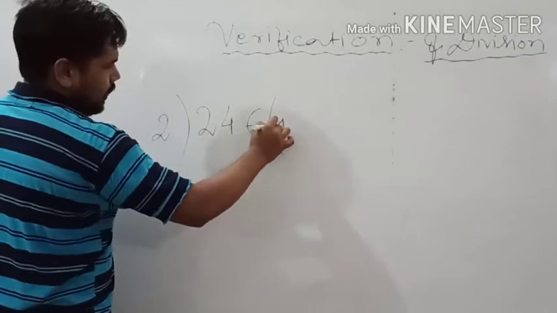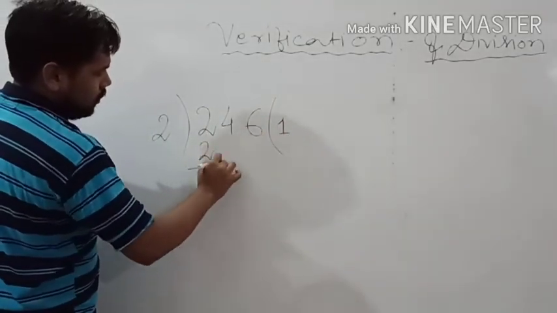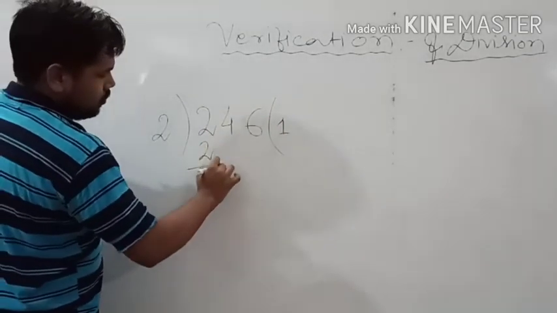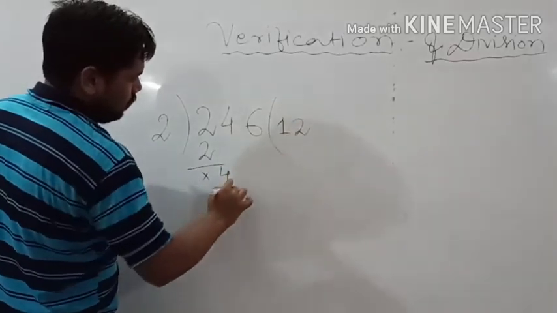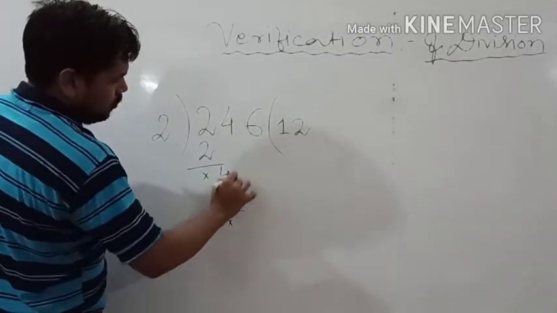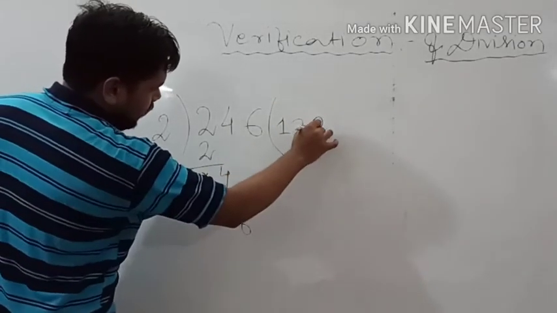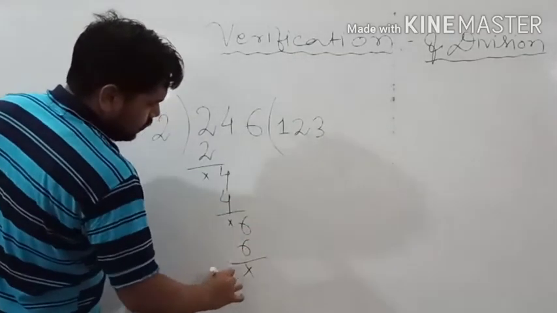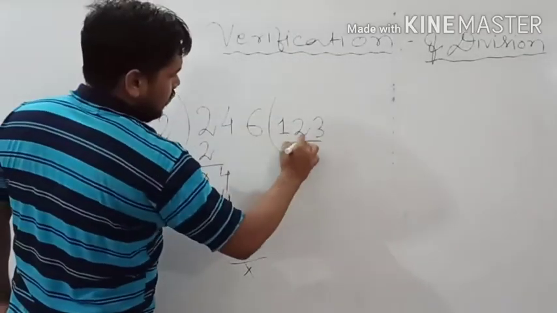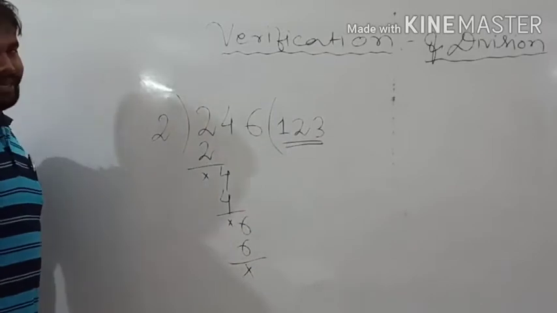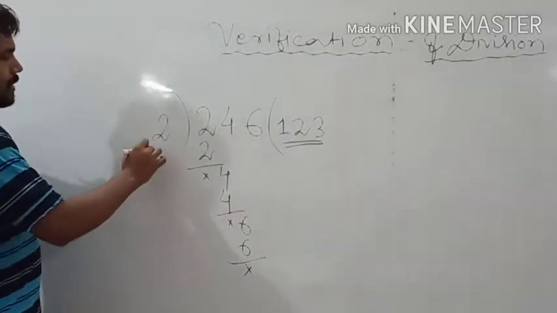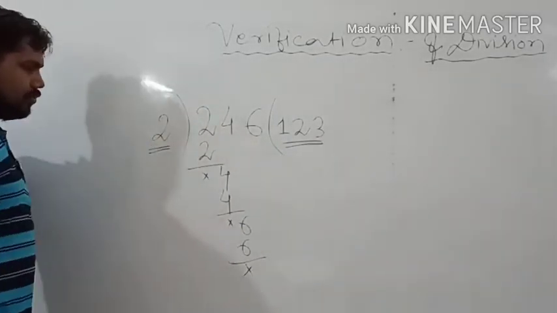So 2 1s are 2, right? 0. So 4 2s are 4. 0. So 6 2s are 6. So now this is the result which we are getting, 123. Okay, and this is the division which we are dividing.